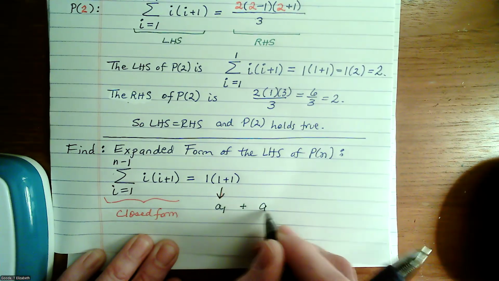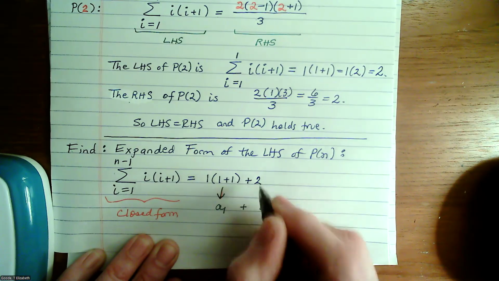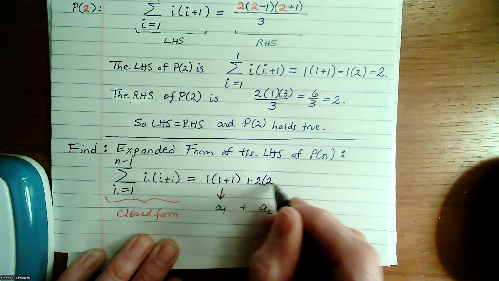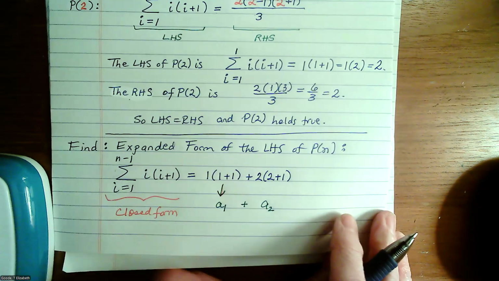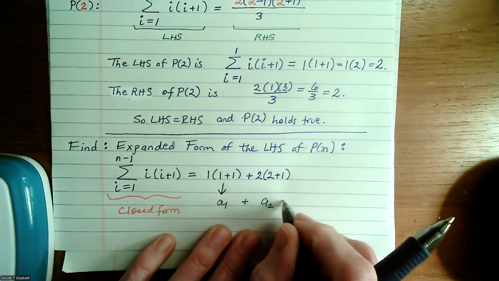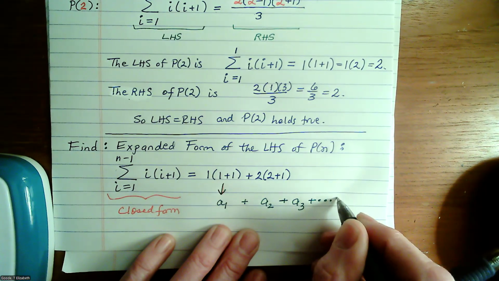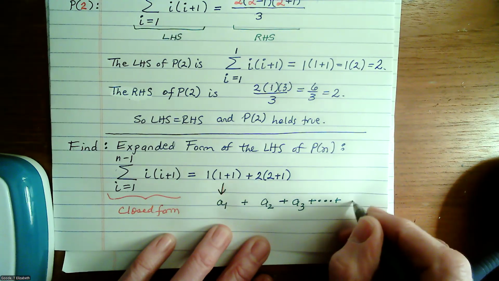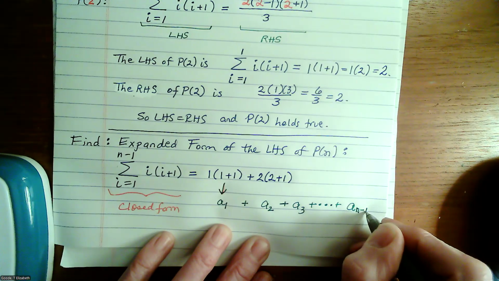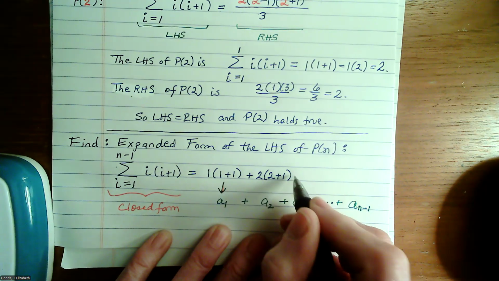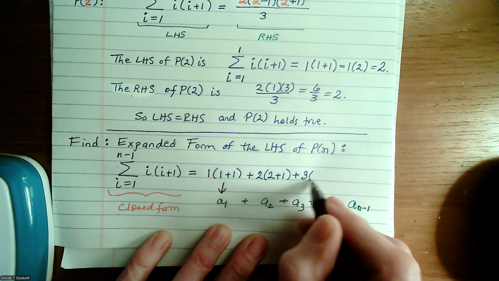All right, what would A2 look like? 2 times 2 plus 1. Okay, is that what you meant? Yeah, I'm sorry. The other plus. Let's write one more, and then we'll do a dot, dot, dot, and then we'll write A sub n minus 1, because that'll be the last one. So what is A sub 3 going to look like? Plus 3 times 3 plus 1.